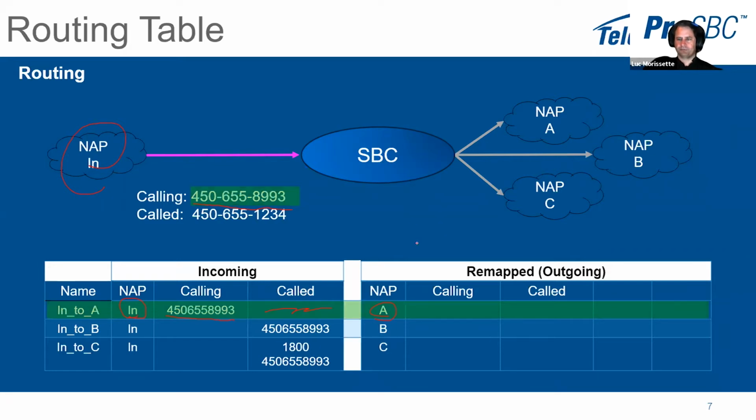Okay. So the call will go here to NAP A. If you get a call from NAP in and you see here the calling number does not match, so this route will not be selected. The call number matches here, so then route B will be chosen in this case. Okay. And here you see the number is still there, but it's preceded with 1-800, so it will not match in this case because this is a single number matching.